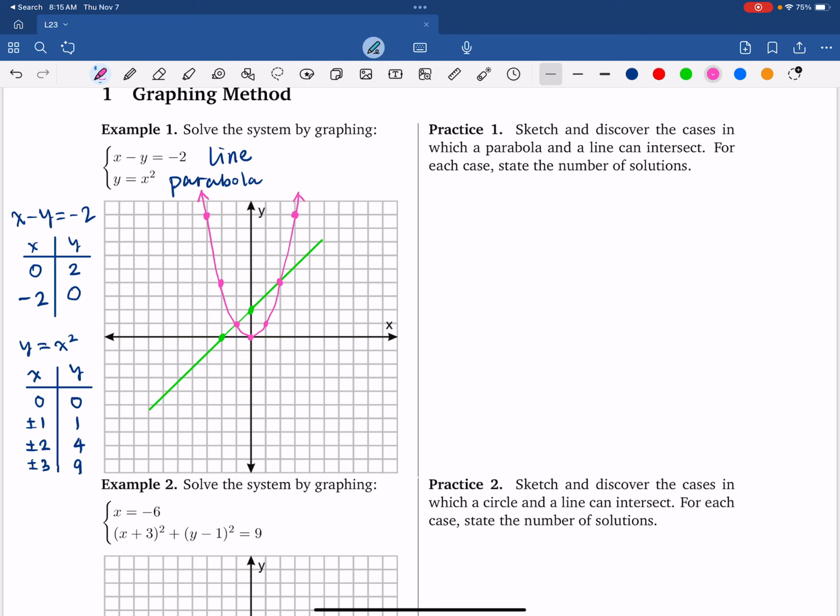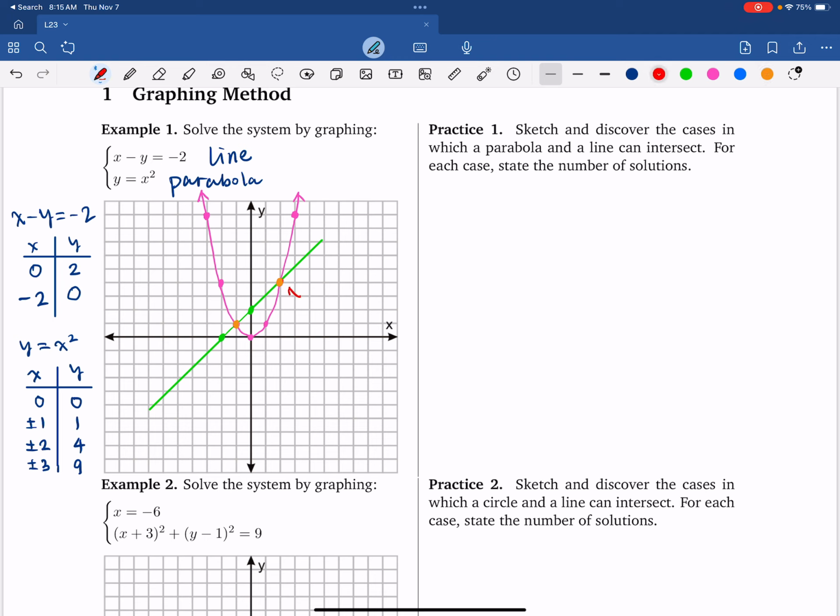All right, so I have my parabola in pink and my line in green. Let's highlight the point of intersection. So we have this point and we have this point. Actually, let's change the color. It's kind of hard to see. Okay, so these two are the points of intersection.